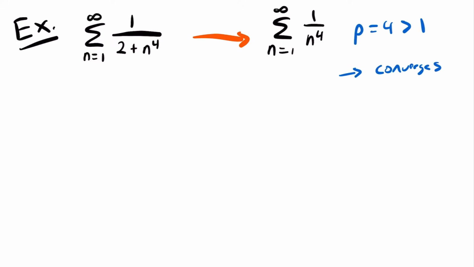All right, so if we compare our two series, we have 1 divided by 2 plus n to the fourth power and 1 divided by n to the fourth power. And so can we say that our original series is smaller than the series we are comparing it to?